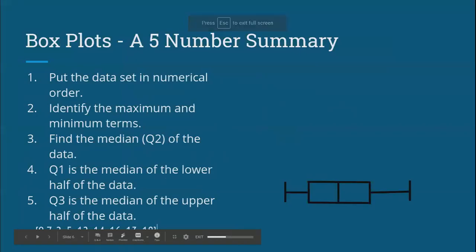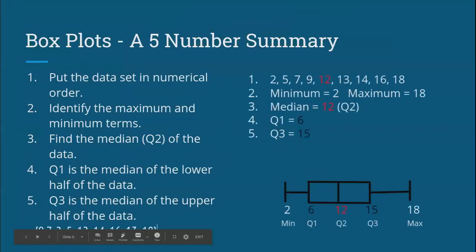So remember, for Q1, you're looking at the front, or the lower half, of the data. There are 4 terms, so we will add the middle 2, 5 plus 7, and divide by 2 because we are now finding the average. So Q1, or the median of the lower half, is 6.